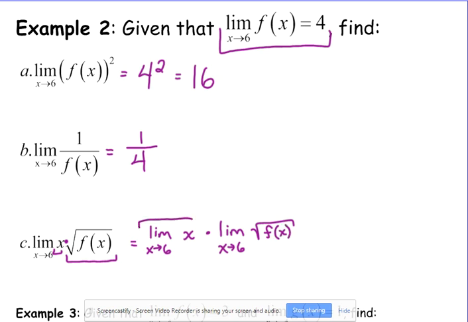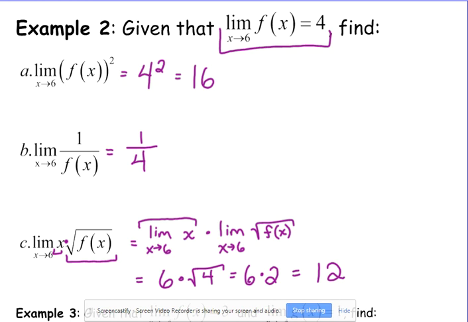So what's our property? When the limit is approaching 6 of x, it's just 6. The limit as we approach 6 of the square root of f of x, we can apply that square root. Square roots are like powers. Remember, the square root can be rewritten as the 1/2 power, so we can apply the power rule here. So it's just the square root of the limit, which is 4. So we've got 6 times 2. This limit is 12.